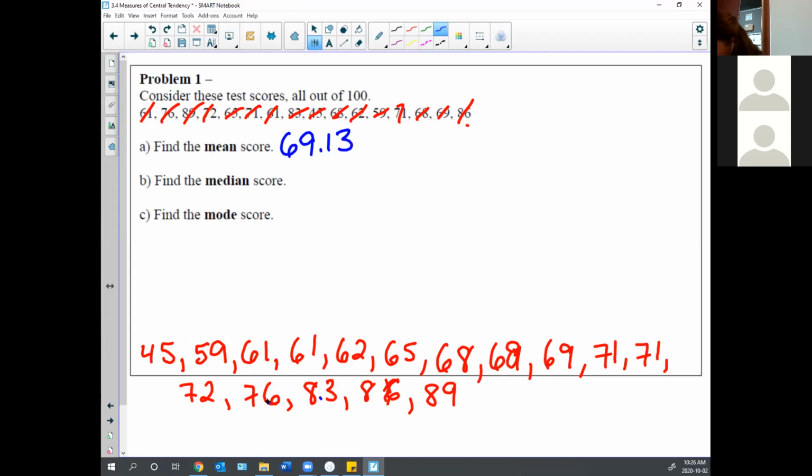Wait. 1, 2, 3, 4, 5, 6, 7, 8. It's like in between 68, 68, and 69, I think. Yeah, so what would be in between 68 and 69? 68.5. Very good.